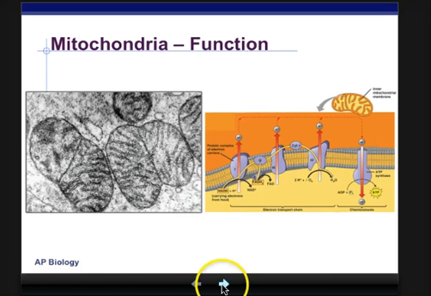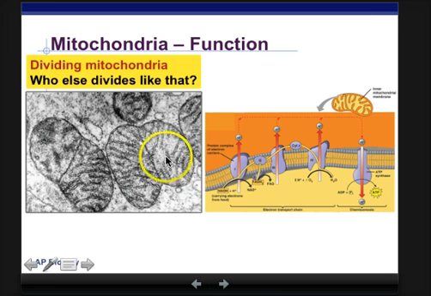Okay, so mitochondria function. One of the things the mitochondria do is divide, okay? And who else divides like that? Well, we're trying to get you to make the leap that mitochondria were probably originally prokaryotes that were enveloped. So almost all eukaryotic cells have a mitochondria.